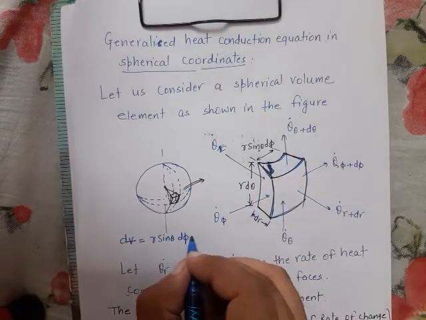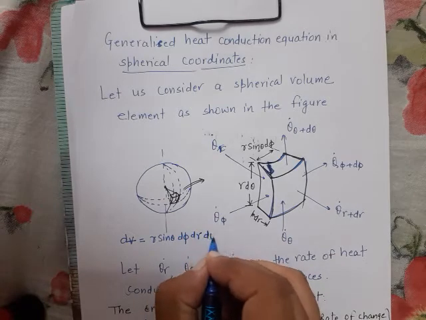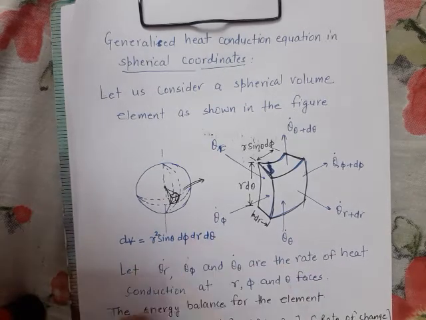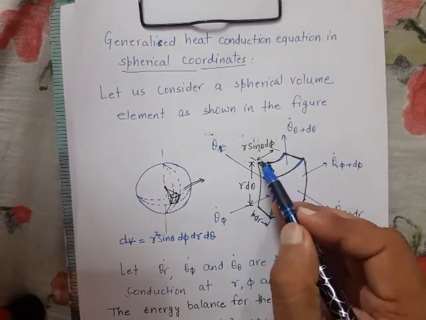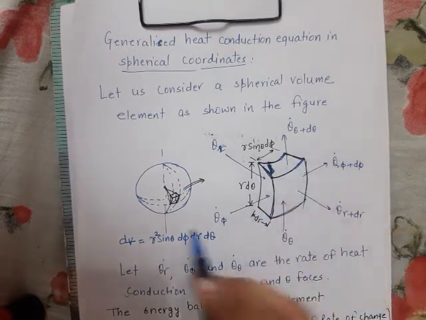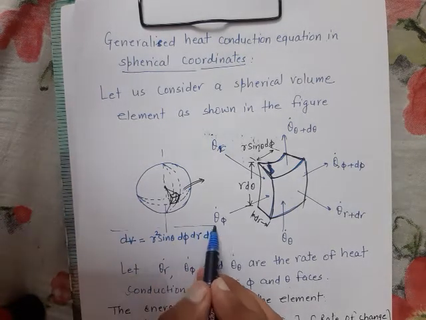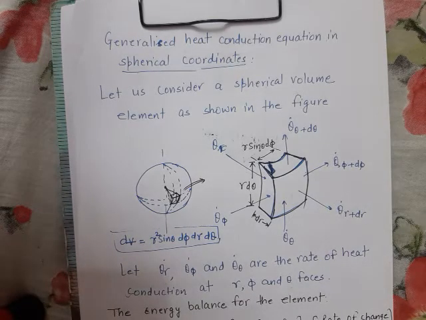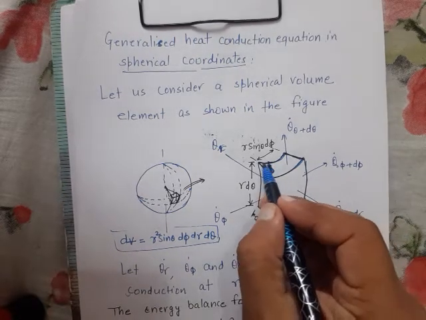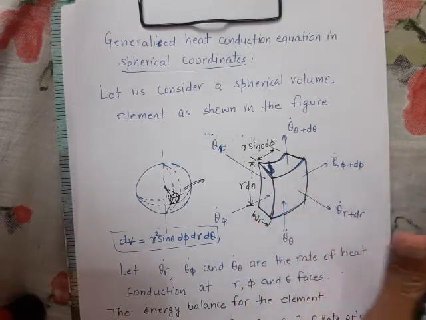This is dr, and this is r d theta, so that it becomes r square. The volume of the element, please note: r d theta, dr, and r sin theta d phi. So it would be r square sin theta d phi dr d theta. This is the volume of the element. Please do not panic about how this r sin theta d phi came, how this r d theta came. I will tell you separately at the last of the lecture.